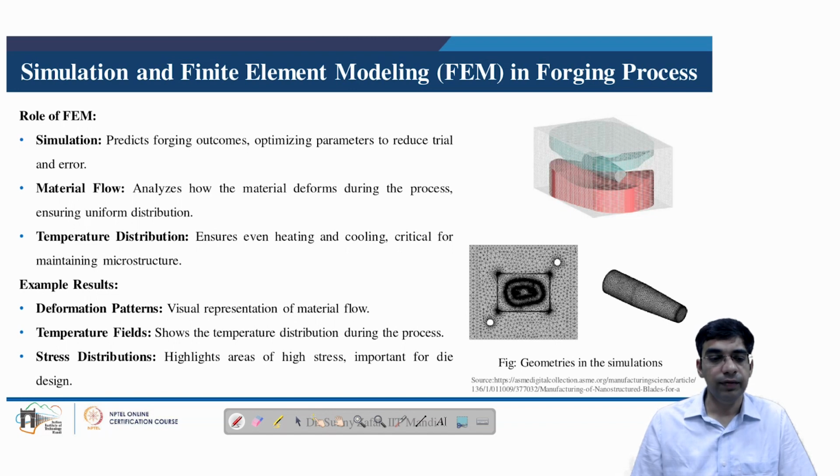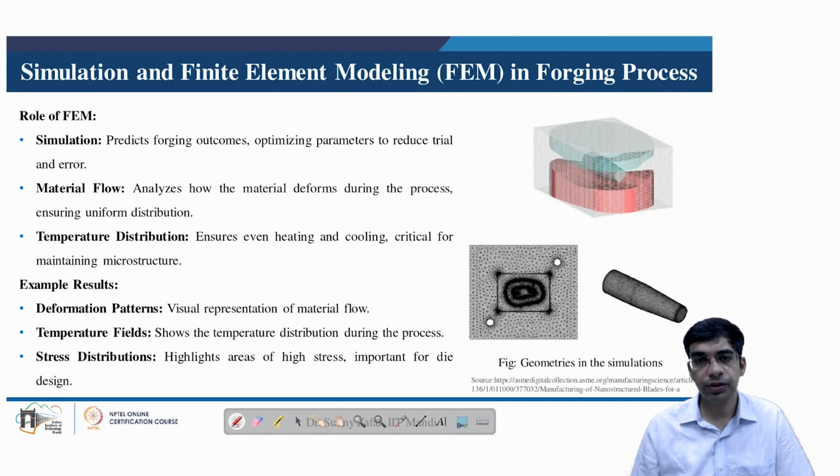Next is the very relevant and modern use of simulation and finite element modeling in forging process. Role of FEM in forging process involves simulation to predict forging outcomes, optimizing process parameters to reduce trial and error. It also helps to simulate material flow, which analyzes how material deforms during the forging process, thereby ensuring uniform distribution of material in the die cavity.